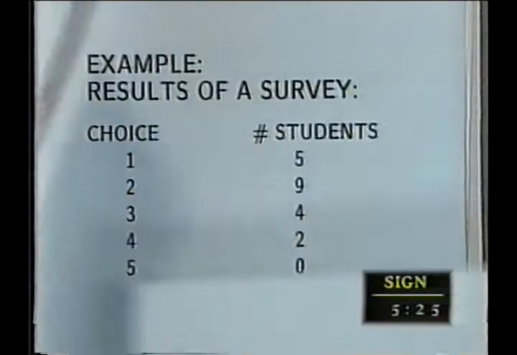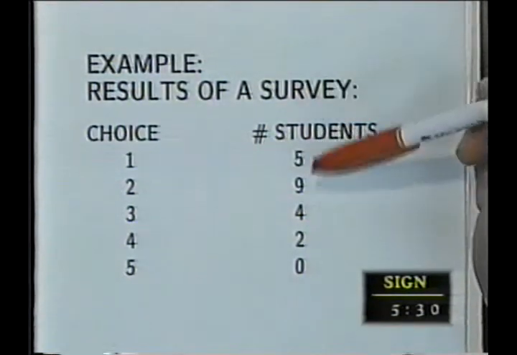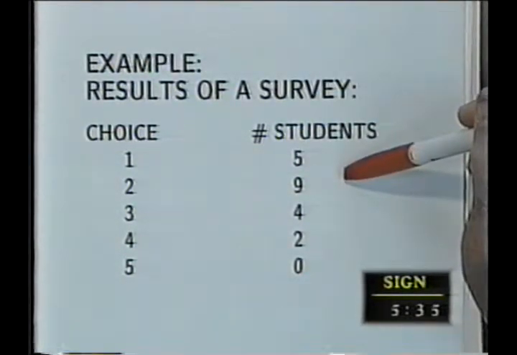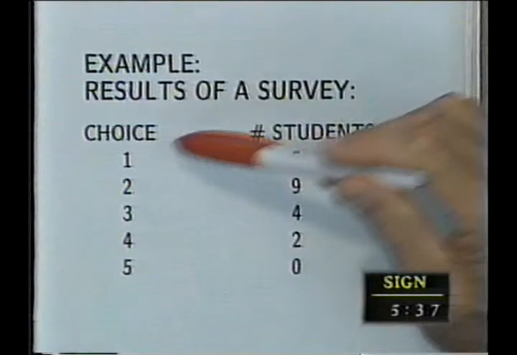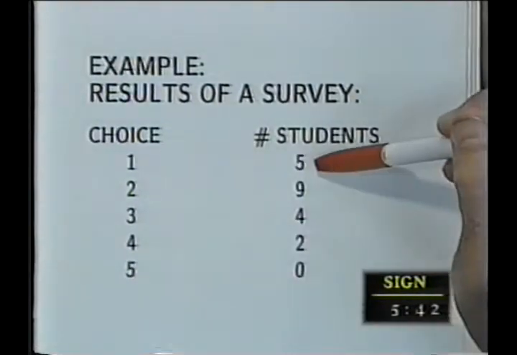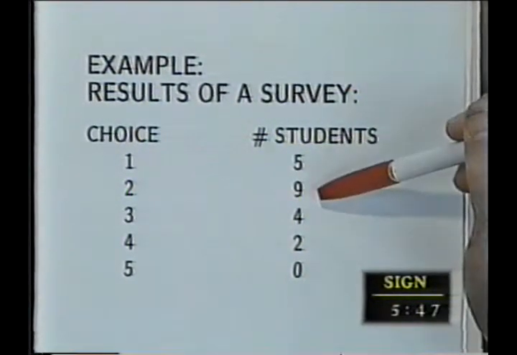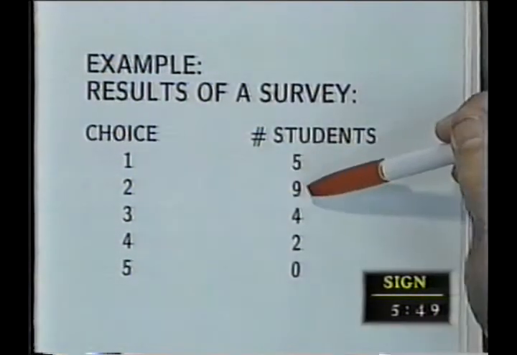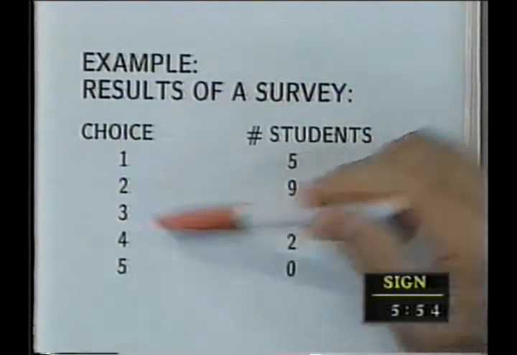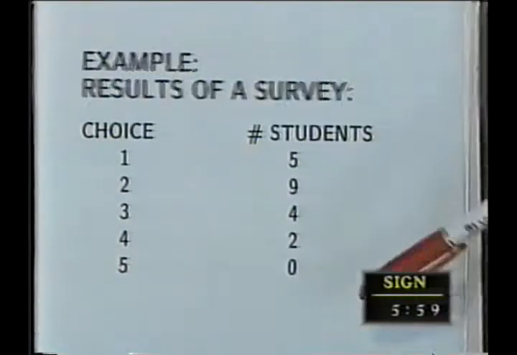Well, let's take an example. Let's say the administration gave a survey. It was going to make some kind of change, and it wanted to see the students' approval. 1 was disapprove, 5 was approve, and this is how the students rated things. 5 of them out of 20 students surveyed highly disapproved. 9, I guess you'd call that moderate disapproval. 4, kind of neutral. 2, sort of approved. None of them really approved of it.